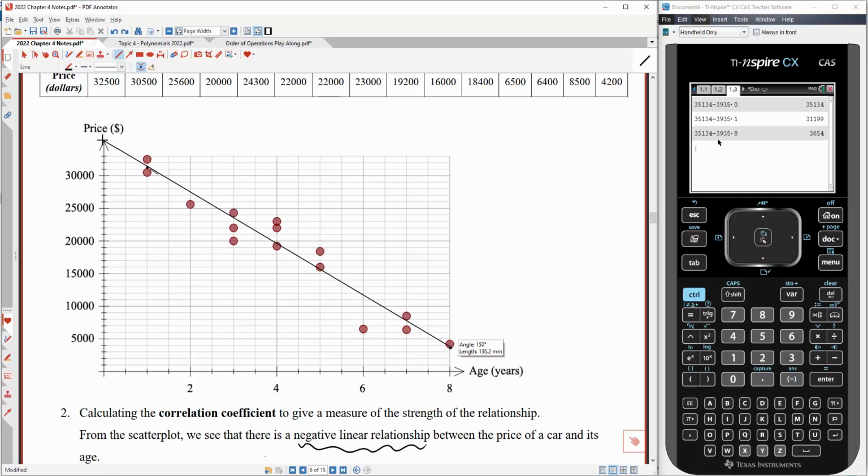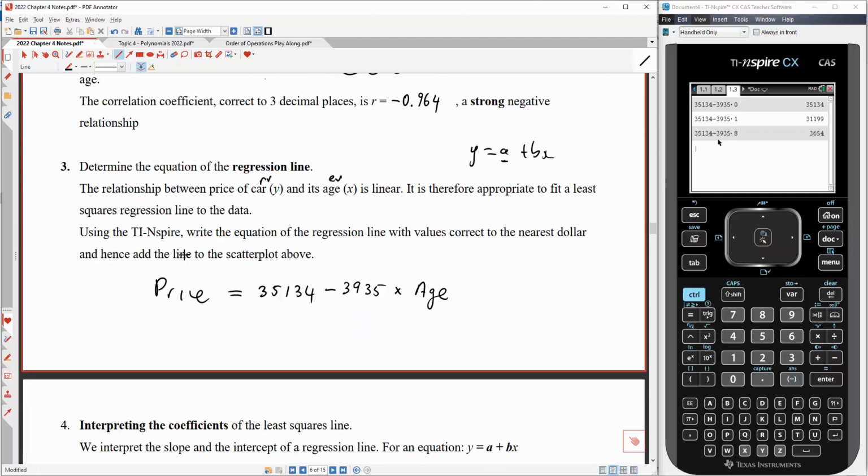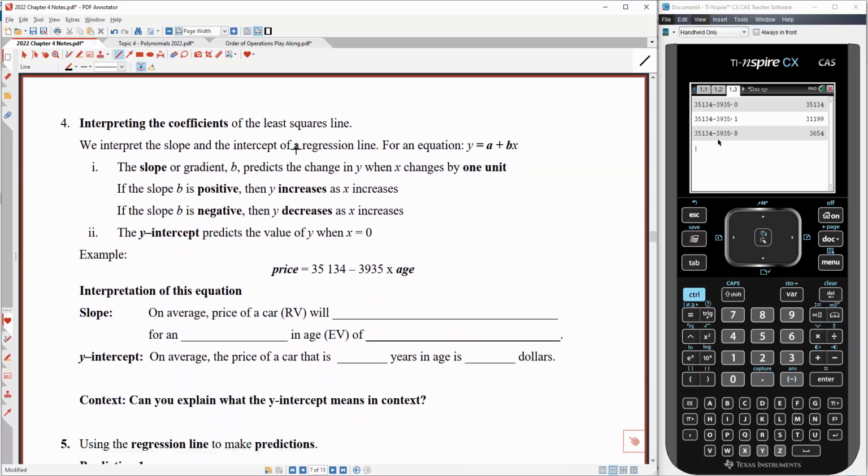I'm just going to go through like so. All right, so there is our equation of the regression line, and it is being plotted. So what we do is we then need to interpret the coefficients of the least squares regression line.